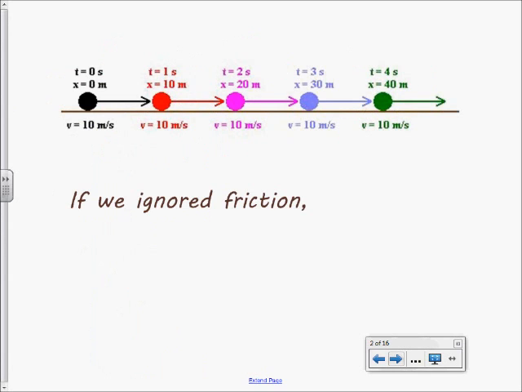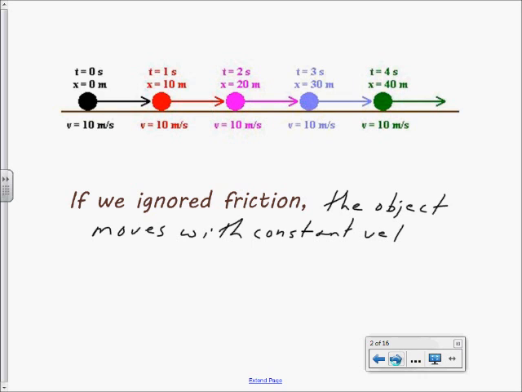Taking another motion, if we ignore the effects of any friction for this object moving along a horizontal surface, then the object moves with constant velocity. And that's indicated in the diagram up there by the fact that the distance traveled, if you like, in equal time intervals is the same.